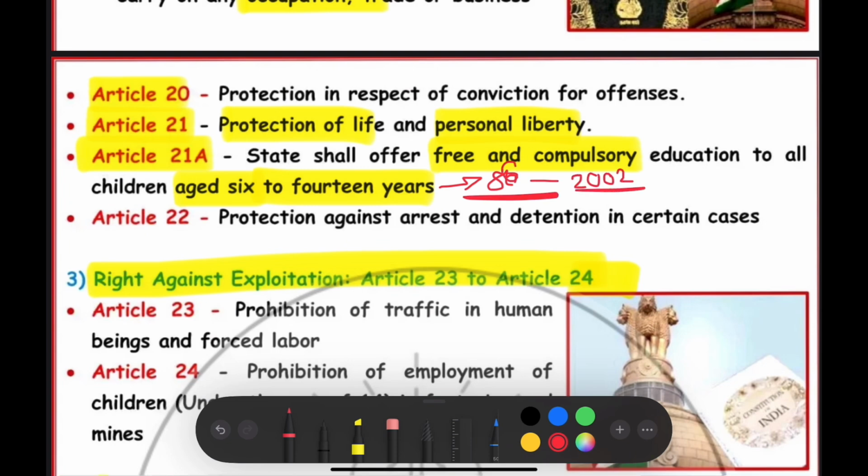This is also how you can tell which amendment added an article. See guys, when you see a capital letter with any article number, it implies that this is an amended article. It means that after the Constitution was passed, that provision was added later. So this is the implication of that capital letter.